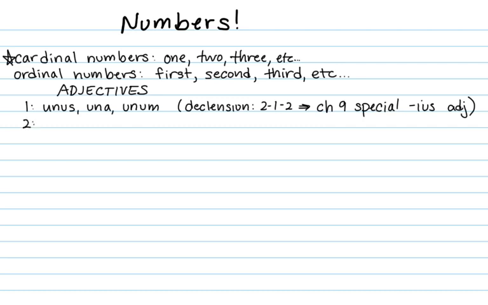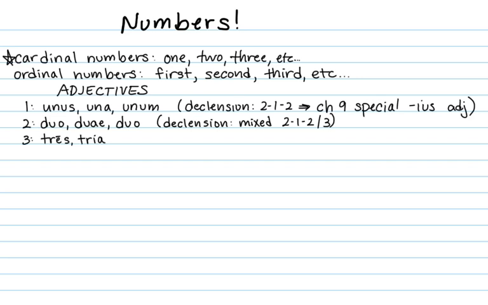The number for 2 is duo, duae, duo. It's a mixed declension, with some forms from 2-1-2 and some forms from the third. We will learn it on the next slide. The number 3 is tres, tria. It is across the board a third declension i-stem, which we will look at on the next slide. After the number 3, they no longer decline.